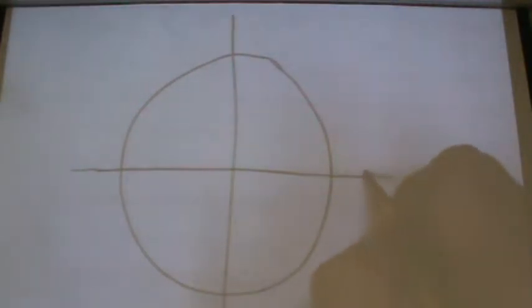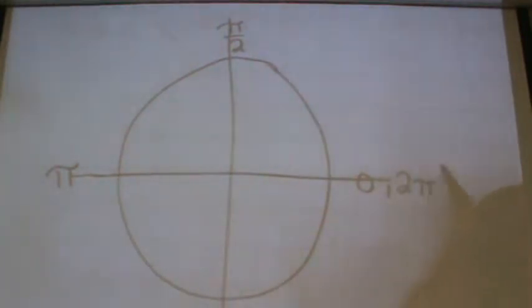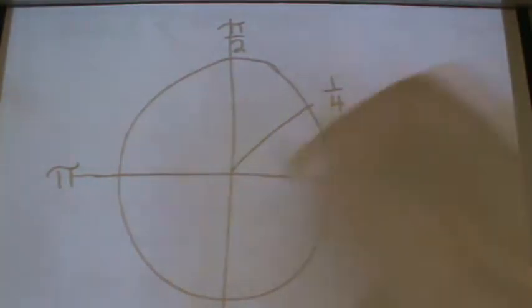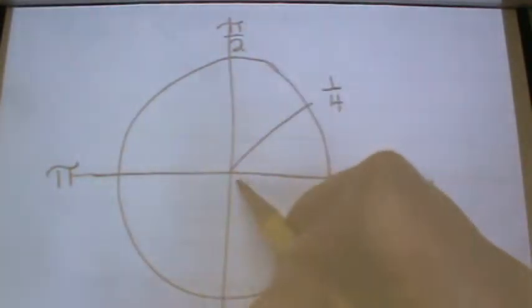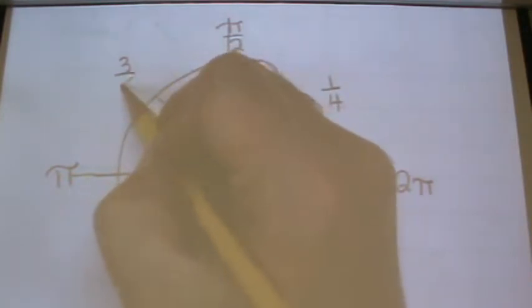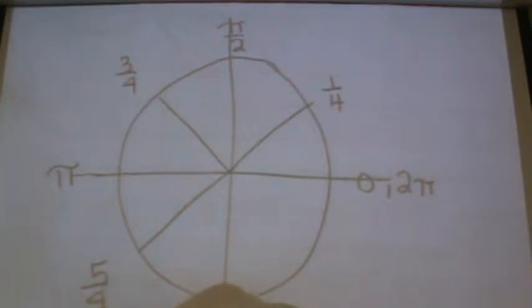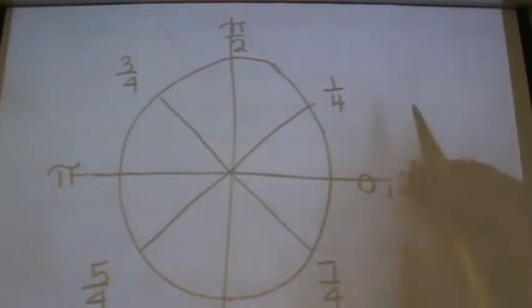a unit circle. Let's run through these angle measures. This is 0, pi over 2, pi. This is 3 pi over 2, and this is going to be 2 pi. Name the quarter ones. 1/4, and I'm not going to write pi. You know it's pi, right? 1/4, 2/4, 3/4, 4/4, 5/4, 6/4, 7/4, and 8/4.